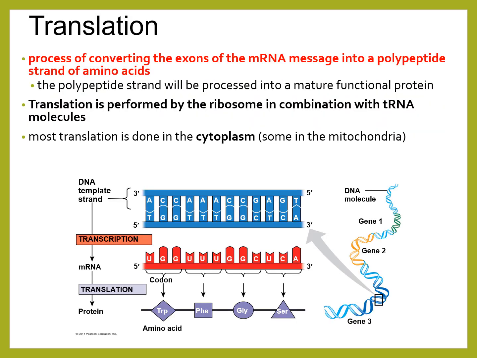Translation is defined as the process of converting an mRNA message into a polypeptide strand of amino acids. Specifically, it's the process of converting the exons of an mRNA message into a polypeptide strand of amino acids. This polypeptide strand will be processed into a mature functional protein by taking it through the secondary, tertiary levels, and maybe the quaternary levels of conformation. This is performed by the ribosome in combination with tRNA molecules, and the site for translation is the cytoplasm.